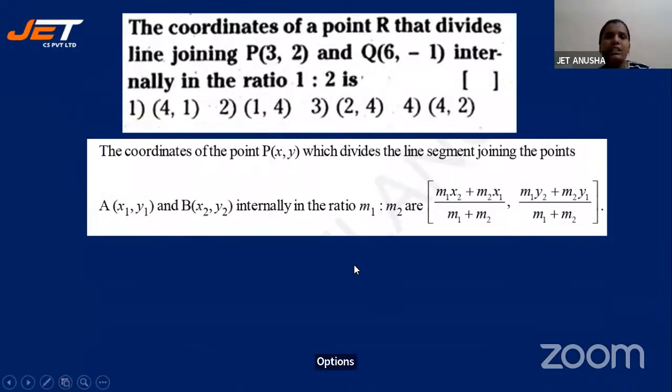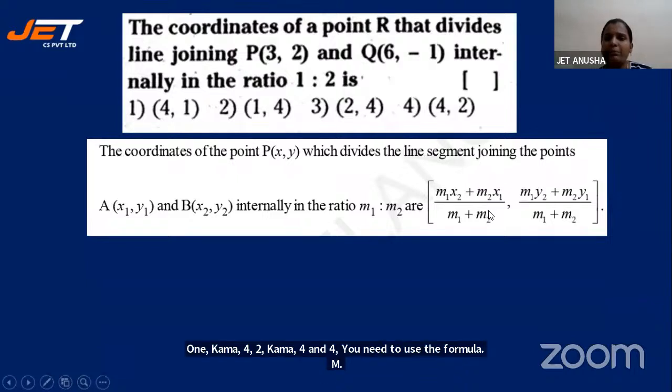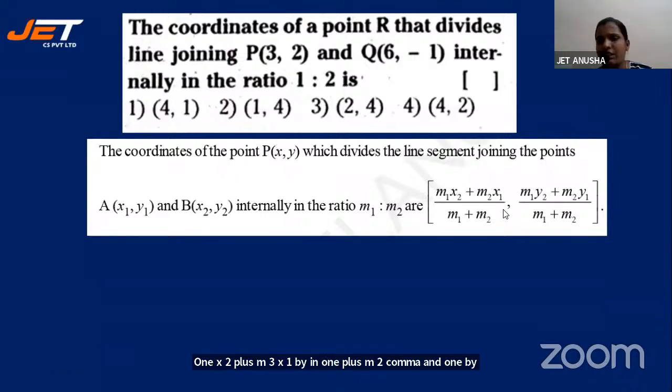So the next question is, the coordinates of the point that divides the line joining P(3, 2) and Q(6, -1) internally in the ratio 1:2 is. First option (4, 1), (1, 4), (2, 4) and (4, 2). You need to use the formula (m1x2 plus m2x1) by (m1 plus m2), comma (m1y2 plus m2y1) by (m1 plus m2).